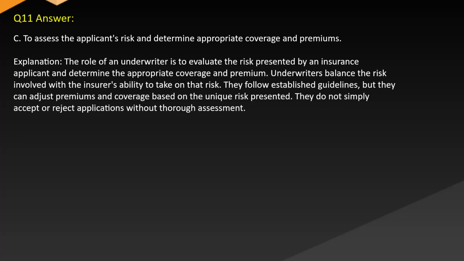Answer: C. To assess the applicant's risk and determine appropriate coverage and premiums. Explanation: The role of an underwriter is to evaluate the risk presented by an insurance applicant and determine the appropriate coverage and premium. Underwriters balance the risk involved with the insurer's ability to take on that risk. They follow established guidelines, but they can adjust premiums and coverage based on the unique risk presented. They do not simply accept or reject applications without thorough assessment.